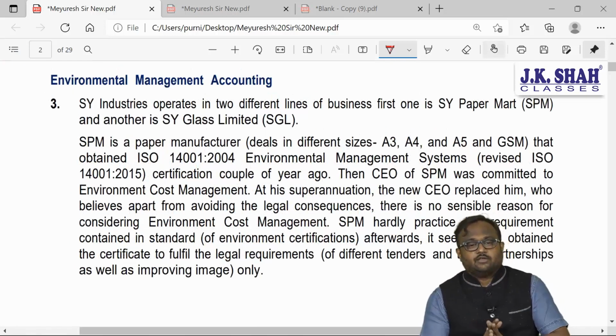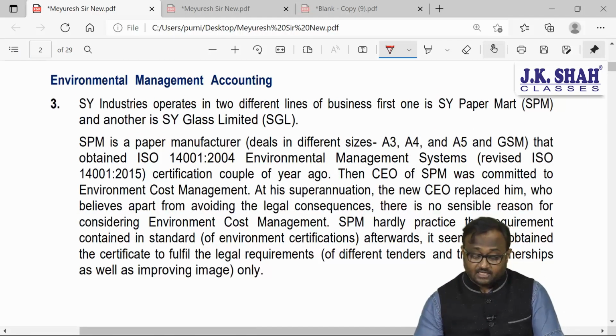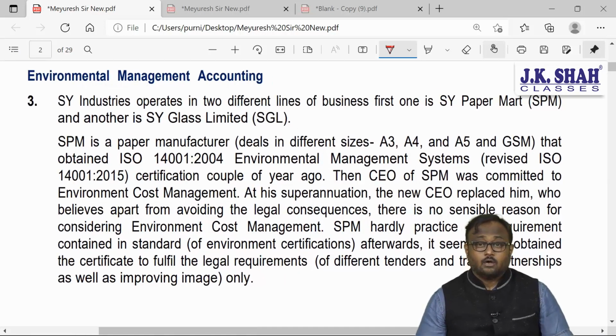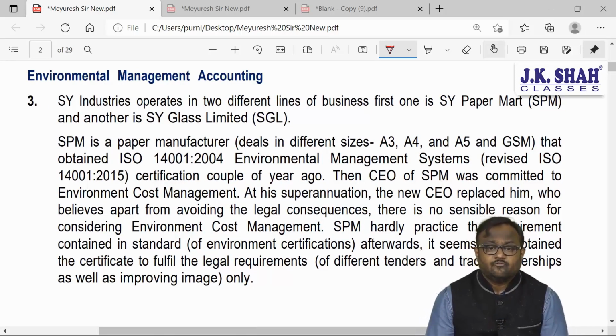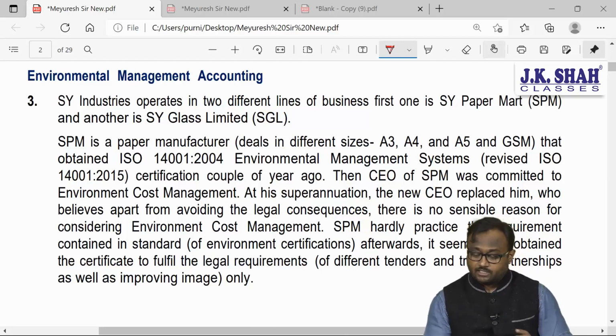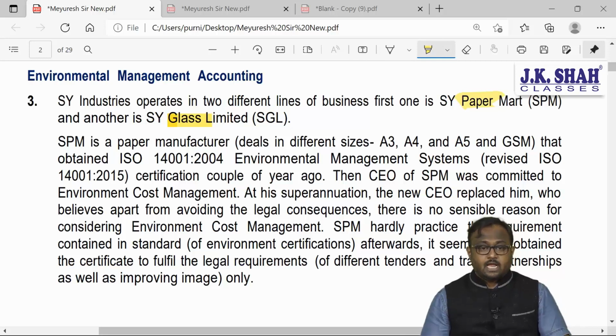The next question is on environmental accounting, which is a very important concept. These days they have started asking questions frequently on this. SY Industries operates in 2 different lines of business. The first one is SY Paper Mart and the other one is SY Glass Limited. One is paper production and the other is glass production.